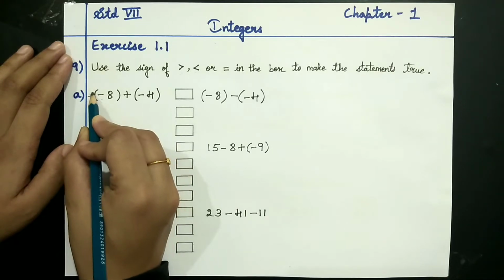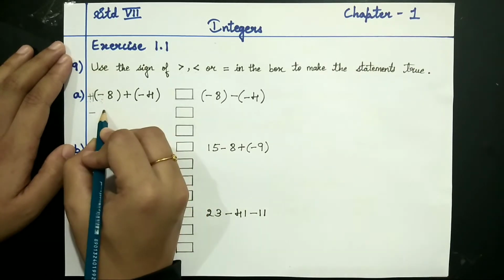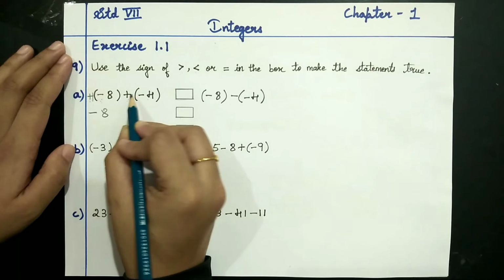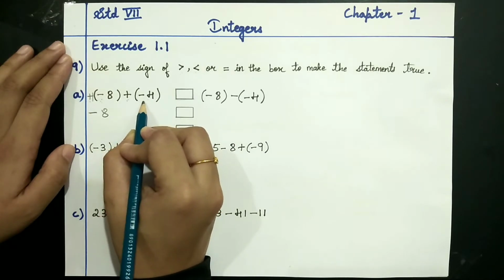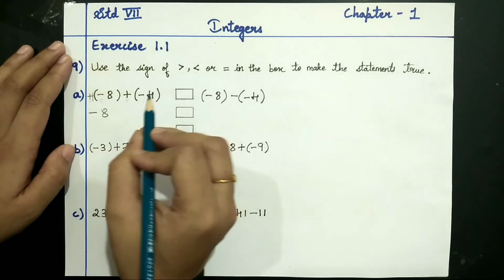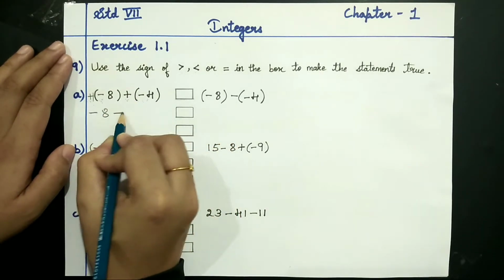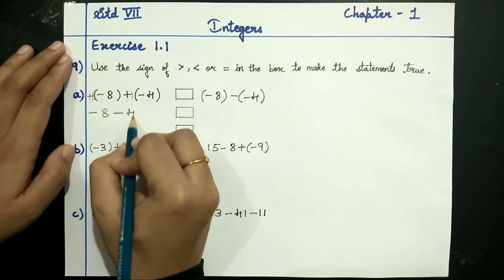Since no number is there outside, let us assume the number to be 1. Okay, 8 ones is 8. So this becomes minus 8, and now this bracket. Outside the bracket it is plus, inside the bracket it is minus. Since the signs are different, according to the rules of multiplication, which sign do we have to put here? Minus sign. Okay, and 4 ones is 4.